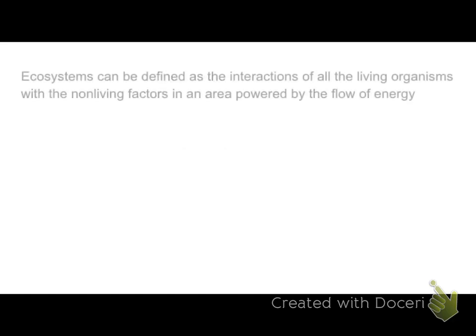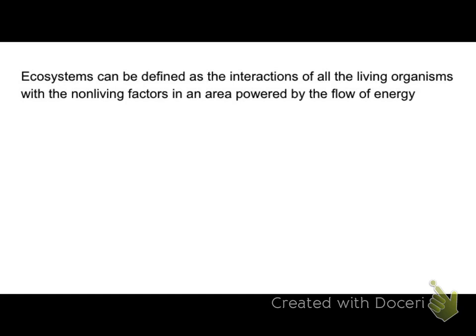So, ecosystems can be defined as the interactions of all living organisms with the non-living factors in an area powered by the flow of energy. So to simplify, everything that is living and non-living in one area and how it interacts with each other. The flow of energy portion is just talking about the fact that we have plants that get energy from the sun, and then animals eat those plants, and then other animals eat those animals, and energy moves through that system. So when we're looking at all those different ways that those living and non-living things interact, we're looking at an ecosystem.